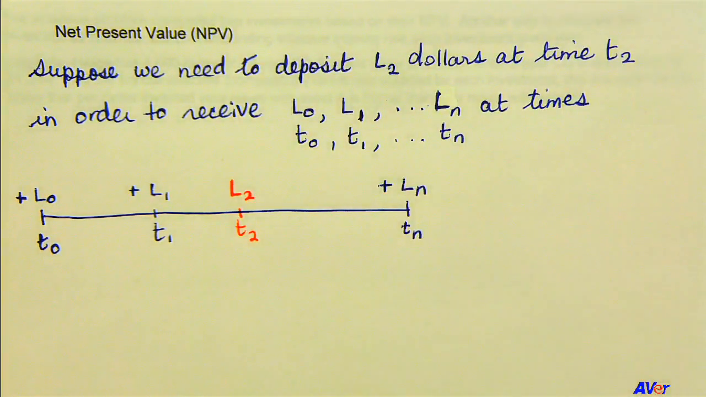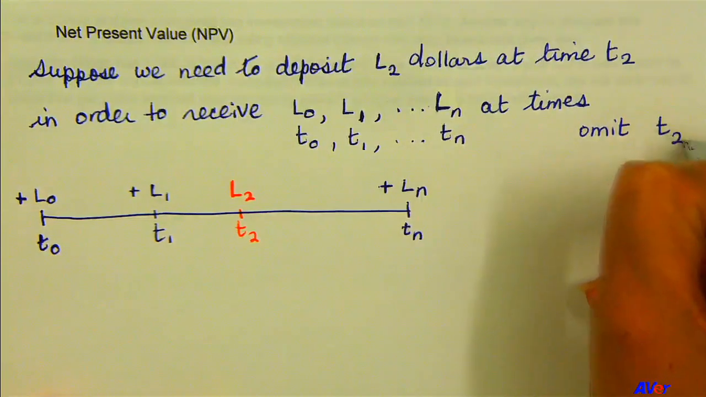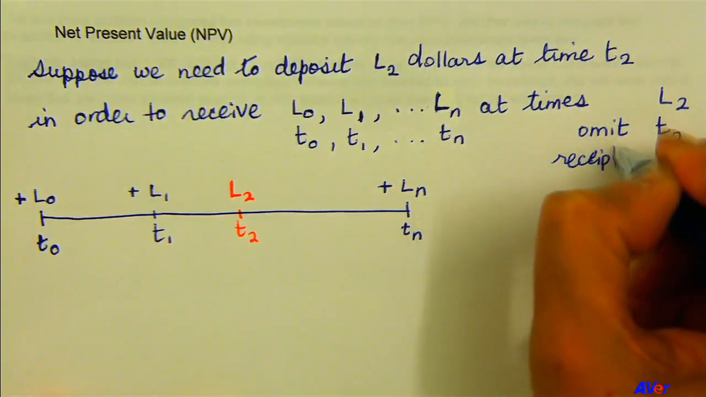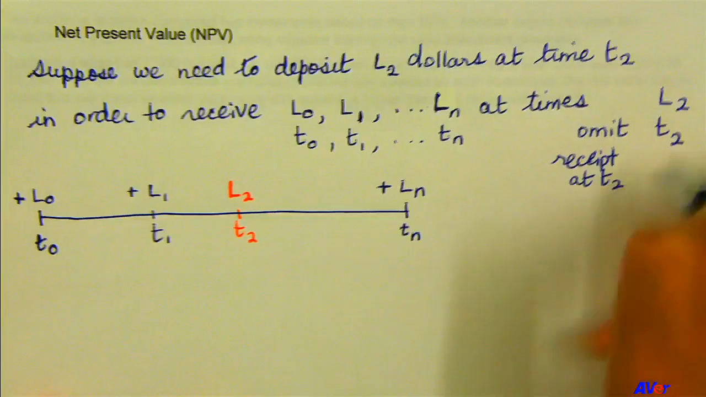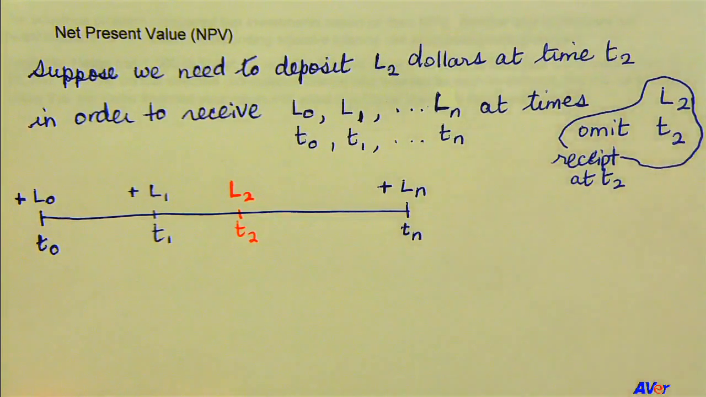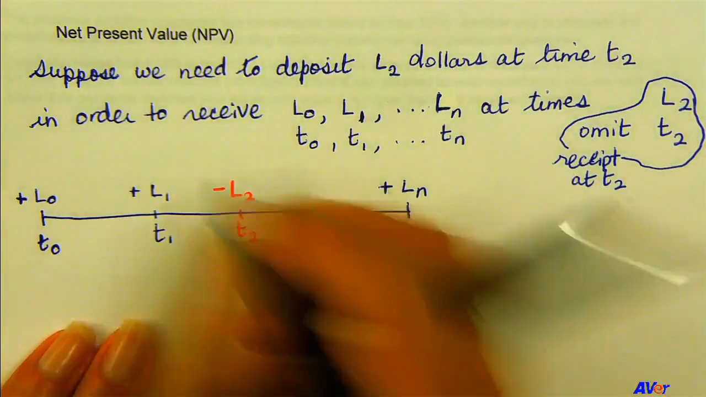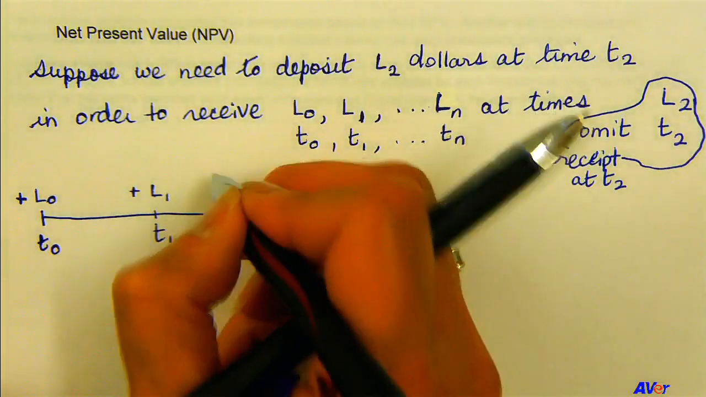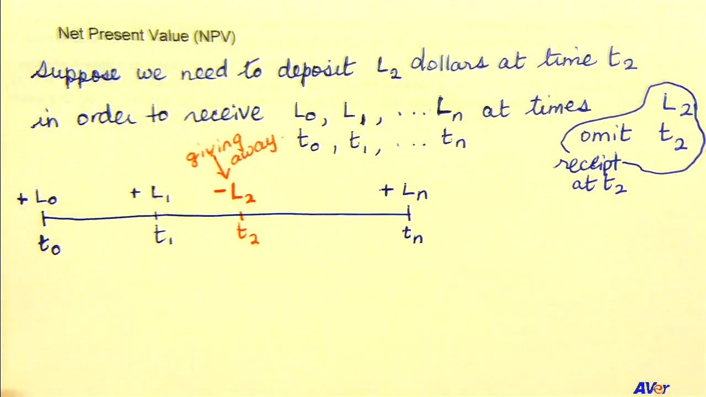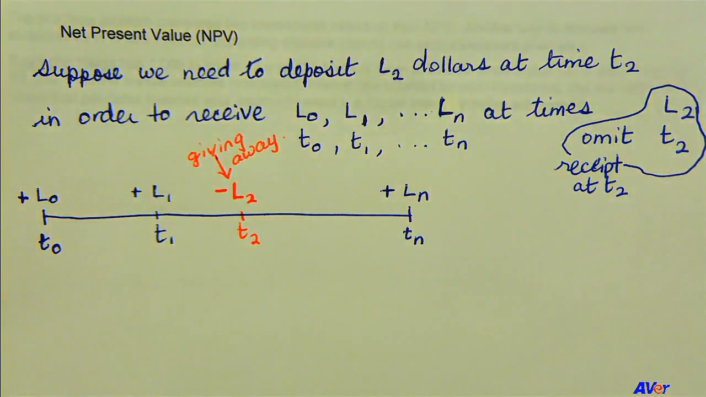And let's say for here, there is no receipt of anything at T2. So the only thing is that you are putting in L2 at time T2. So this L2 is going to be minus because it's money that you're giving away. All receipts are positive, all deposits are negative. Of course, this is from the perspective of the investor, right?